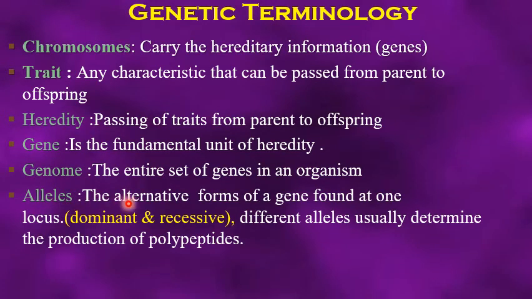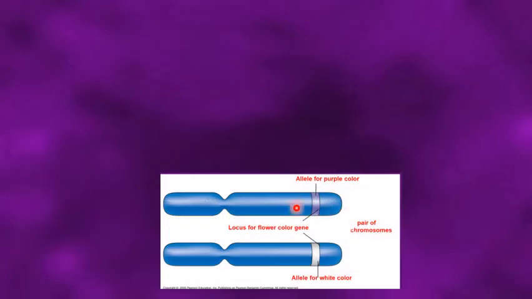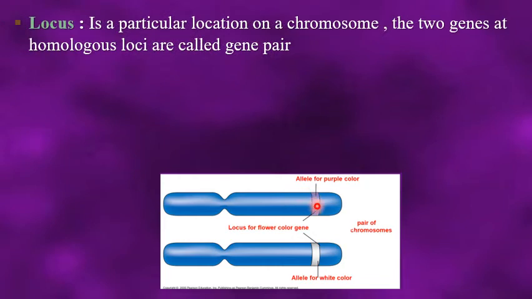Alleles that mean the alternative forms of gene found at one locus, either dominant or recessive. Different alleles usually determine the production of polypeptides. الأليلات هي عبارة عن صورة أخرى من صور الجين، فكل جين هو عبارة عن أليلين موجودة على موقع واحد يكون أما دوميننت أو سائد أو متنحي. فمختلف أنواع الأليلات تحدد لنا إنتاج البوليبيبتايدز. Locus that means a particular location on a chromosome. The two genes at homologous loci are called gene pair. يعني لكل صفة تتحدد بجينين أو بأليلين. هذه الجينين أو الأليلين تقع على الكروموسومات المتشابهة في موقع خاص يسمى هذا بالجين بير.